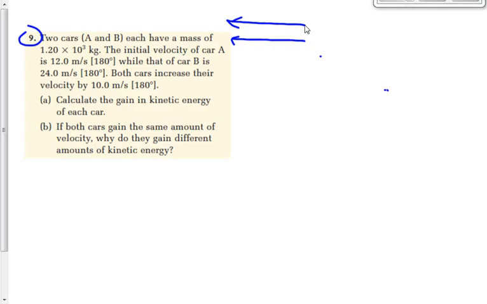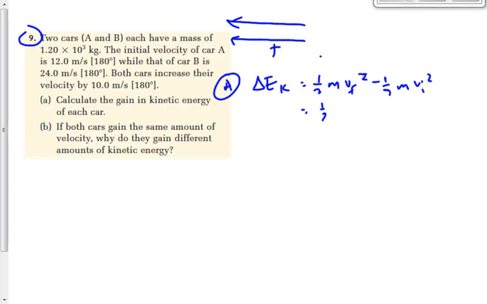All right, let's define this way as positive, since it's all going this way, to avoid negative signs in here. Let's find the change in kinetic energy of car A. It's going to be 1/2 mvf squared minus 1/2 mvi squared. Vf for car A is 22 meters per second, because it was going 12 and increased its velocity by 10.